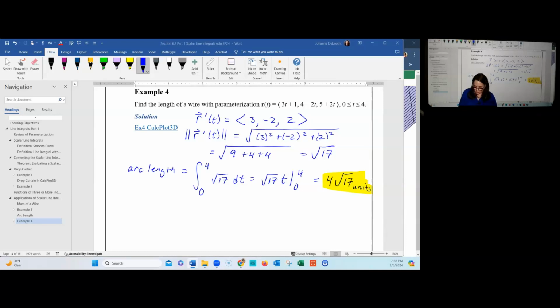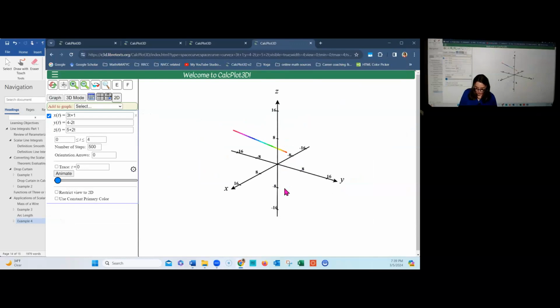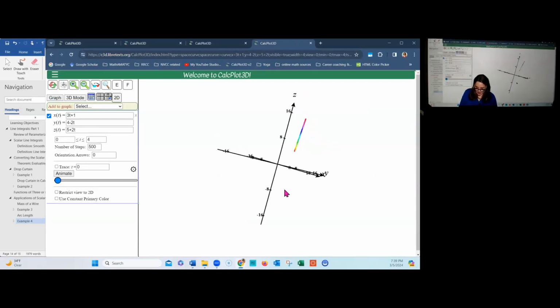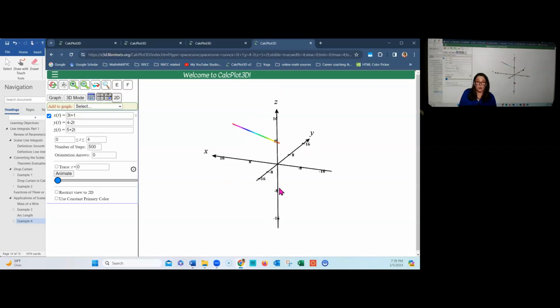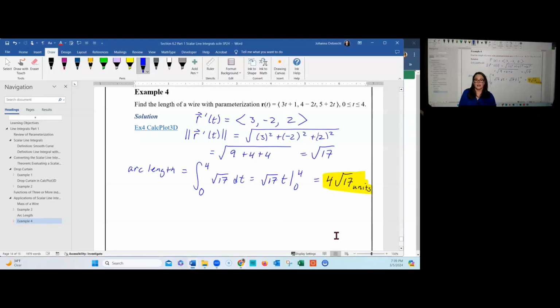Let's take a look at what it looks like out on CalcPlot 3D so we have an idea of what it is we've actually computed. When we're looking at this one, what we have is what appears to be a line segment in three-dimensional space. And what we've found is the length of that line segment. There are other applications that you can use with the scalar line integral. For example, you can find the electric potential of a charged wire given a linear charge density.